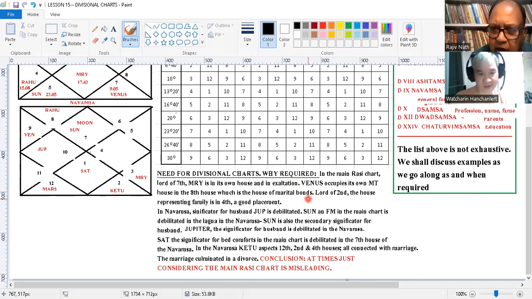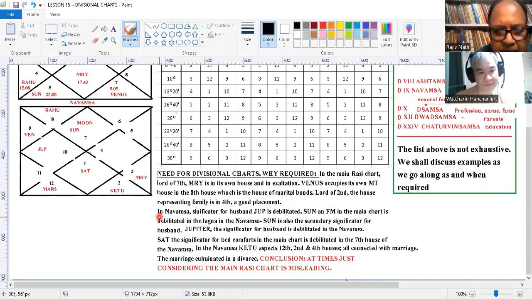The 8th house is also called the house of marital bonds. Lord of the second house, representing family, is in the 4th, which is a good placement. So everything looks okay from the marriage end. Now look at the Navamsa.